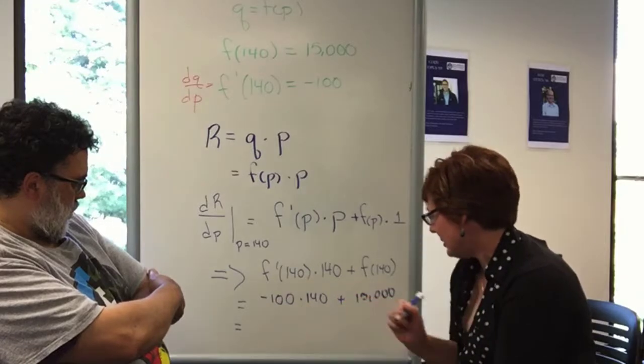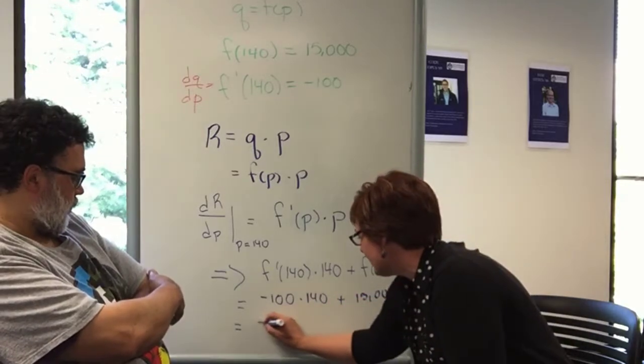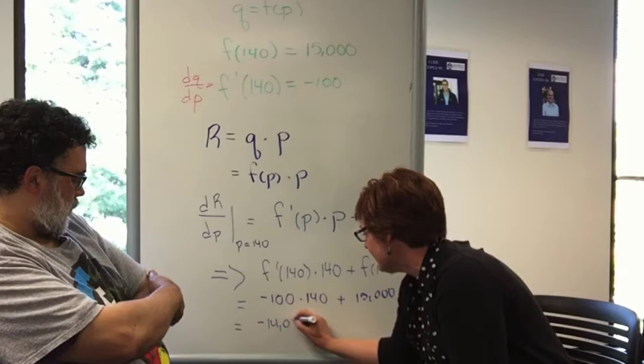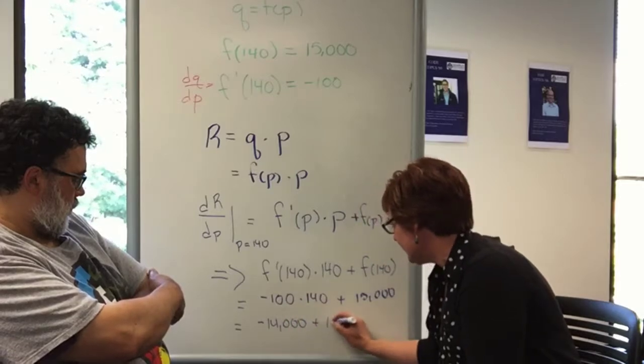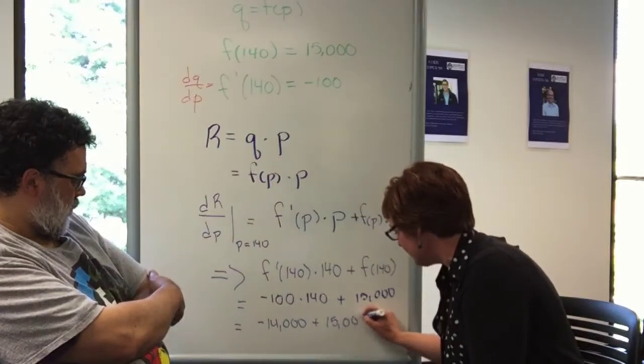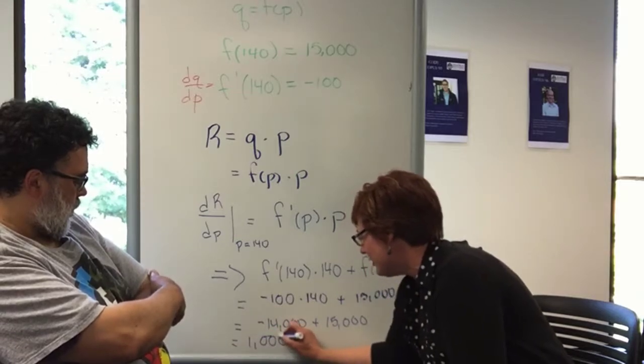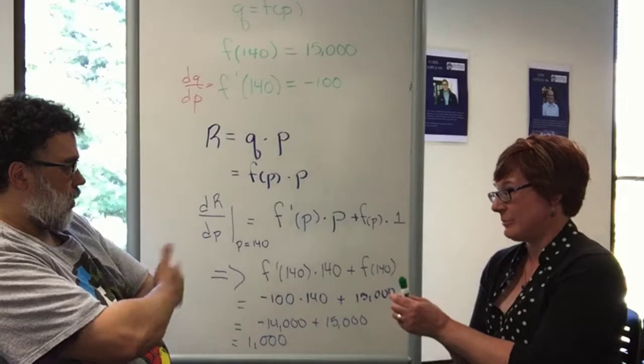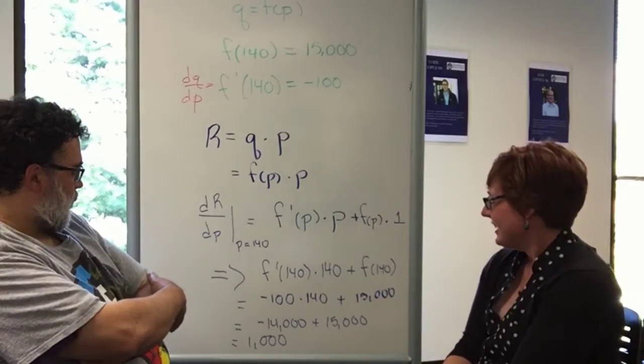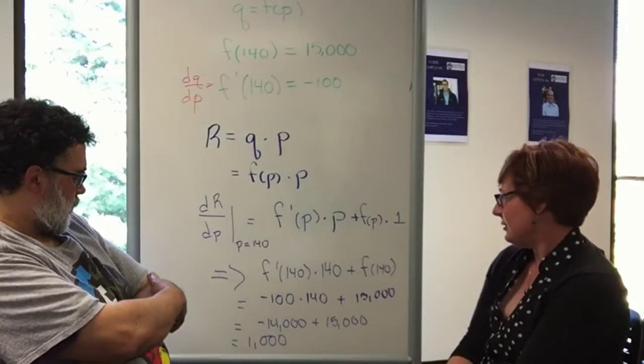And this, luckily, is a pretty easy mental math problem. That's going to be negative 14,000 plus 15,000, and that gives me positive 1,000. So I have a number, and then I have to stop and figure out what that number means. So my number is 1,000, and it's positive.